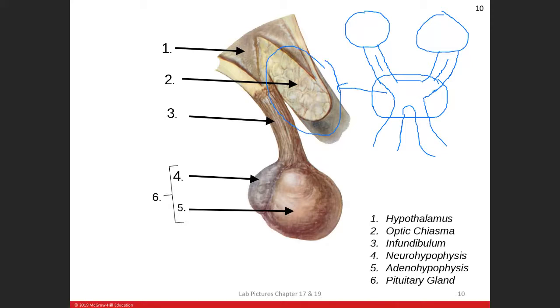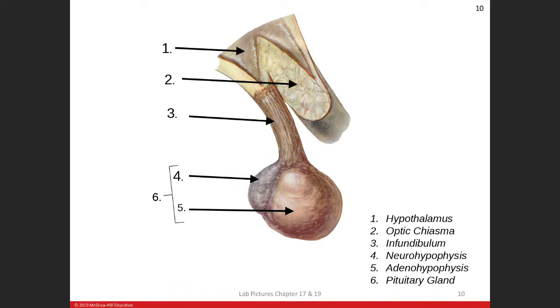All right, number 3 is the infundibulum. That's what's connecting the hypothalamus to the pituitary gland. And then 6, the whole thing, is the pituitary gland, okay?